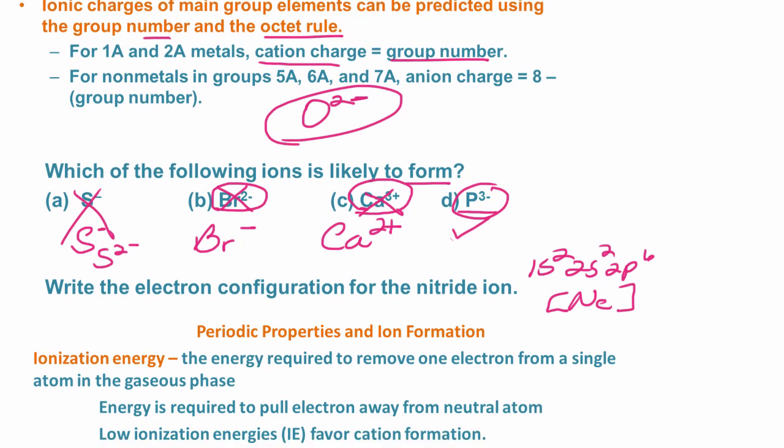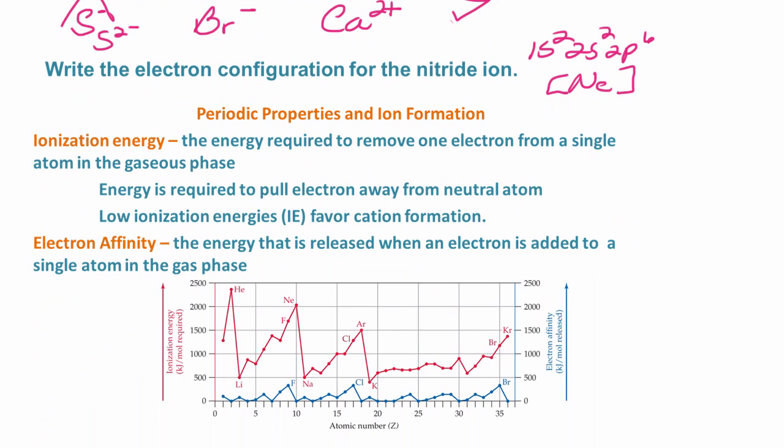Let's take a look at some periodic properties and ion formation. We're going to talk about something called ionization energy. In order for an electron to be removed from an atom, remember that it's being held and attracted by the nucleus, so it's going to take some energy. The ionization energy is the energy that's required in order to remove 1 electron from a single atom that happens to be in the gas phase. In other words, in order to pull that electron away, we need to provide some energy.